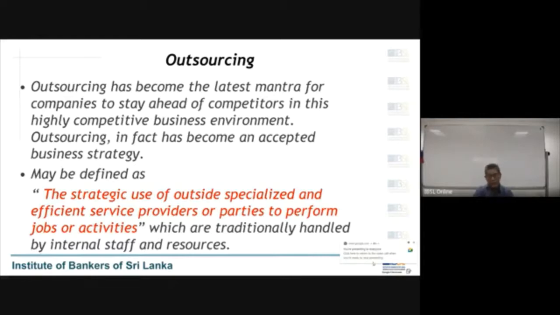So, what do you mean by outsourcing? Strategic use. Remember, outsourcing is a strategic decision. It's not confined to an HR job. Sometimes I can remember one exam paper, they asked, outsourcing is an HR function. No, it is not an HR function, right? It is a business strategy. The strategic use of outside specialized and efficient service providers or parties to perform jobs or activities which were traditionally handled by internal staff and resources.